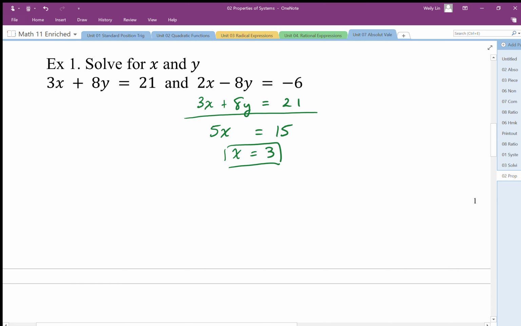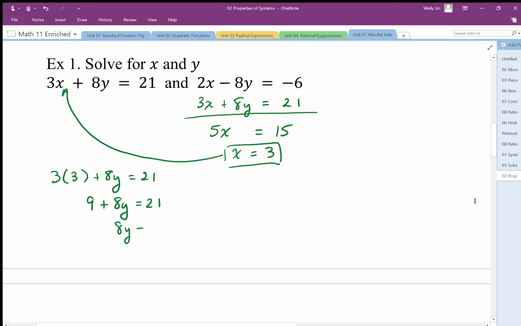Now, remembering that this is a system, I have to solve for both x and y. I have to remember to plug back in. So I end up with 3 times 3 plus 8y equals 21. And then I can solve for y. So 8y is equal to 12. So y is equal to 1.5 or 3 over 2.